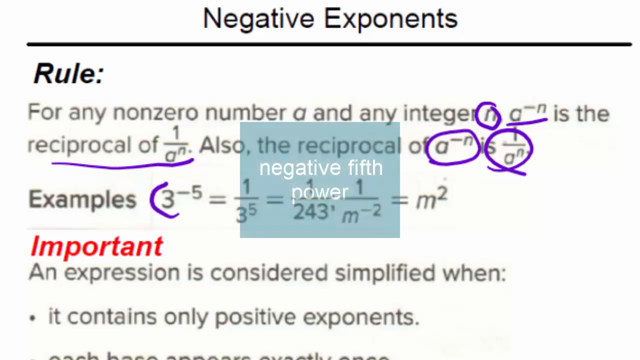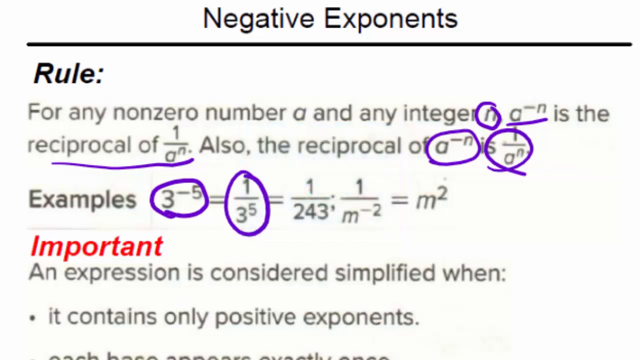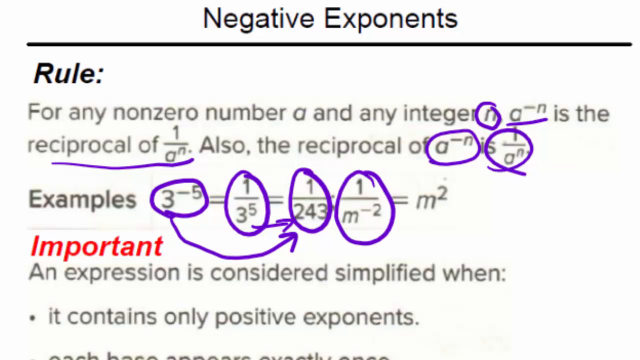So if I got 3 to the negative 5th power, that's the same thing as 1 over 3 to the positive 5th power, which of course 3 to the 5th is 243. We saw that in a previous video. So this ends up equaling 1 over 243. So 3 to the negative 5 is really 1 over 243. Now you can reverse that as well. So if I have 1 over m to the negative 2 and it's already in the denominator, well then I can switch that out of the denominator like this and call it m to the positive 2.